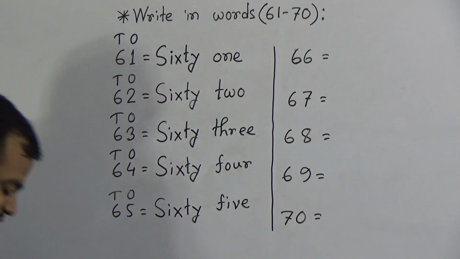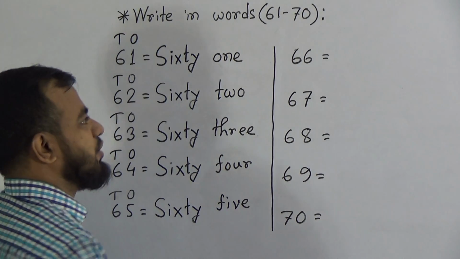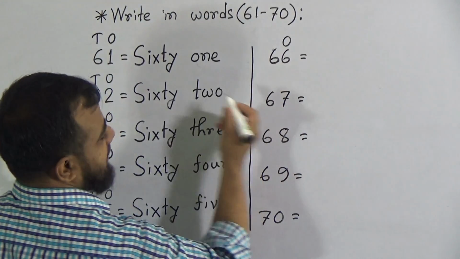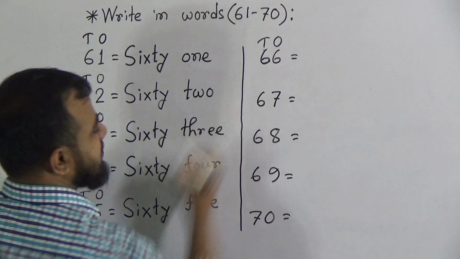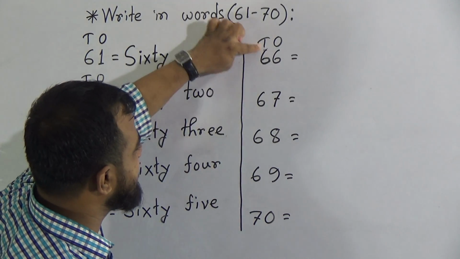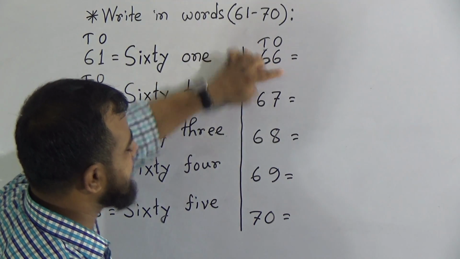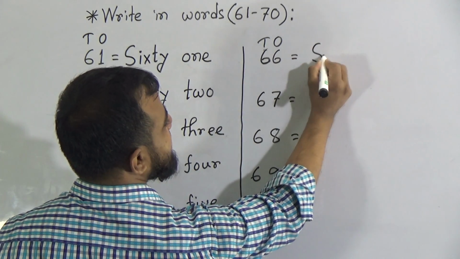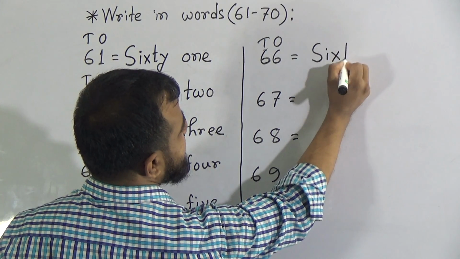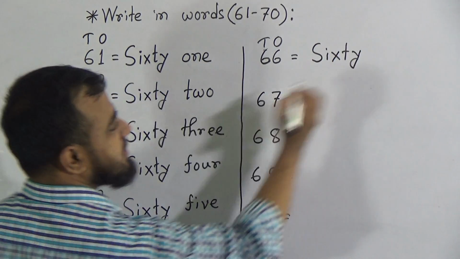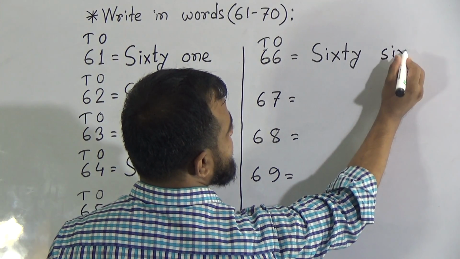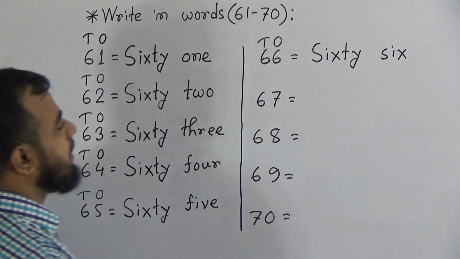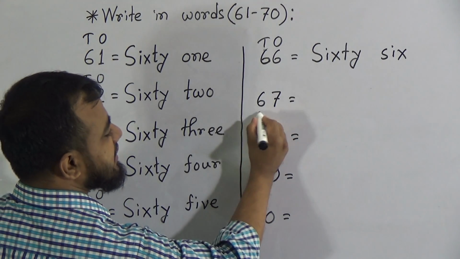After 65 the number comes which is 66. These two 6's are there. The 6 on the right side is in 1's place, and the 6 on the left side is in 10's place. This means it's 66. So we write down 60 at first, S-I-X-T-Y. Then 6 is S-I-X. It's 66.